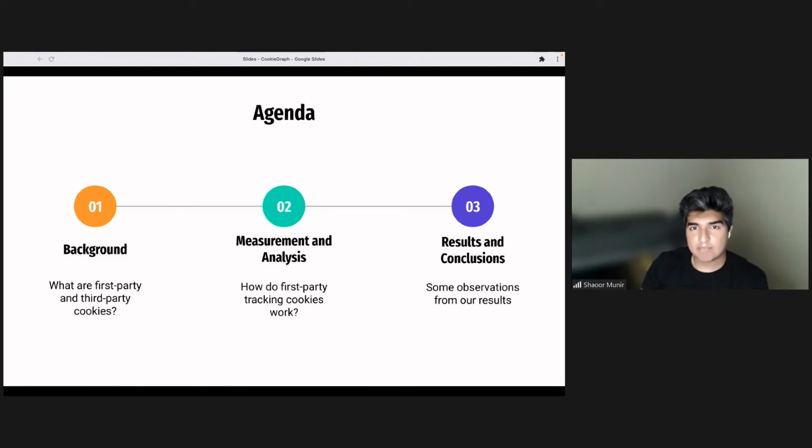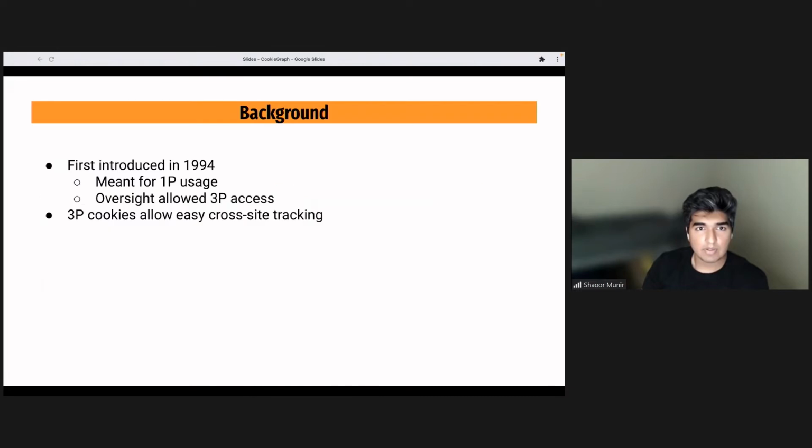Before going into details about the measurements that we conducted and some of our results, allow me to first give a quick overview of what first and third-party cookies are and how they are used for tracking. Cookies were introduced back in 1994 when Netscape wanted to build a mechanism to know which users were repeat visitors of their shopping site. The introduction of cookies allowed Netscape to set a session identifier which remained consistent across different visits of the same user.